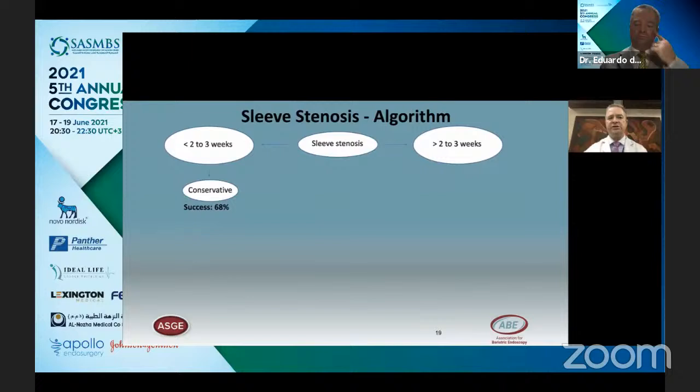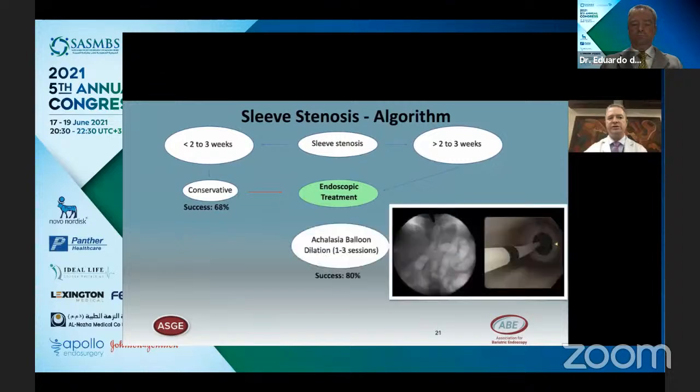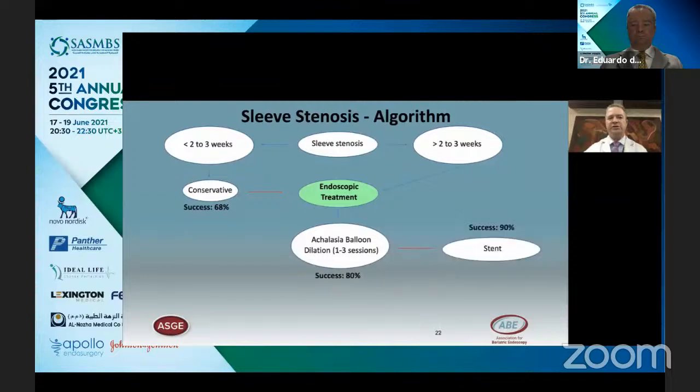In the early phase, less than 3 weeks, it is possible to only wait for inflammatory repair. If there is no favorable evolution, an endoscopic approach can be offered. Pneumatic dilation is often enough to solve the problem, and it can be done in up to 3 sessions. When the balloon dilation therapy fails, the use of a stent can be considered.